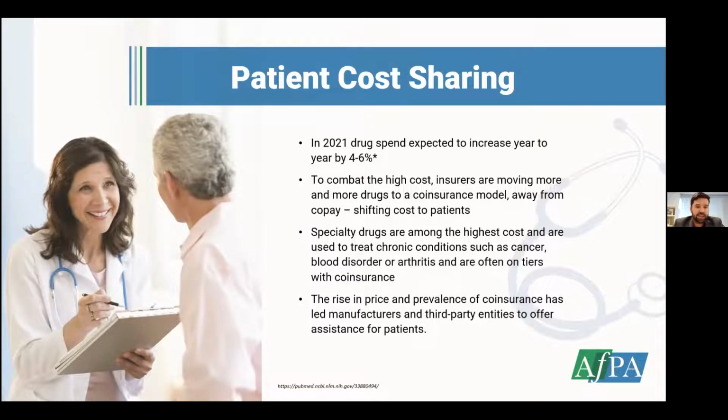Combine that with the fact that insurance companies are starting to place a lot of drugs on their so-called specialty tier. Specialty tier drugs are among the highest cost and are typically used to treat chronic conditions such as cancer, blood disorders, or arthritis, and often come with higher co-insurance. The rise in prevalence of co-insurance has led many in the patient community to try and find a way to allow patients to access their medications. One way that they have started to do this is through manufacturer and third-party assistance. This can either come, like I mentioned, from manufacturers or third-party entities such as nonprofits.